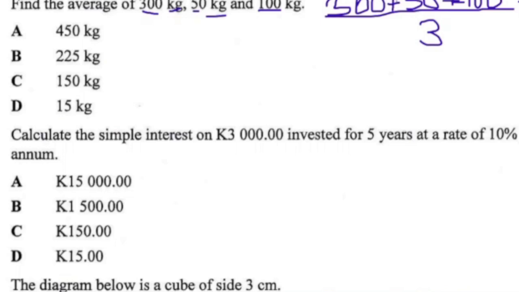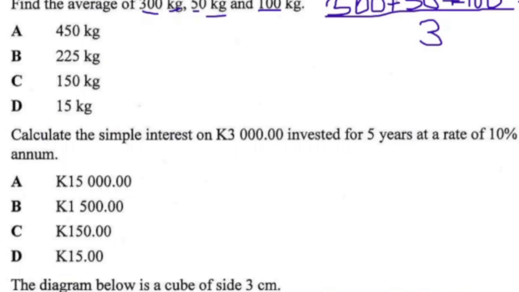Okay, now 450 divided by 3. Can 3 go into 4? Yes, it can. How many times? 1. Okay, remainder 1. So we're going to get that one and put it here. Okay, then it becomes 15.